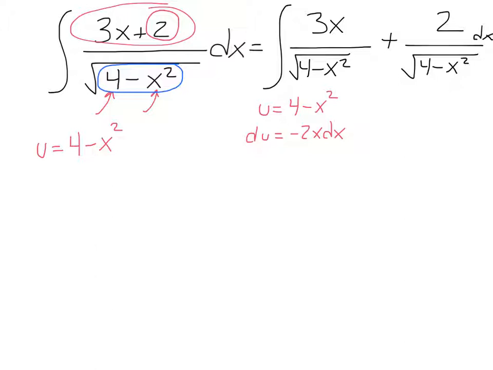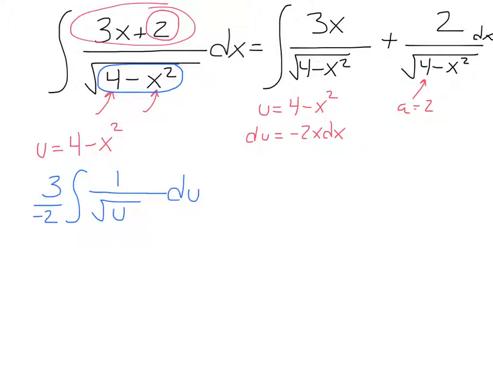This is our arc sine rule. We just need to recognize that a is going to be 2. So for the first integral here, I'll do my u substitution. The 3 would get pulled out front. I have the square root of u in my denominator, and what do I have left? I have an x dx, so I have to divide that negative 2 to the other side.